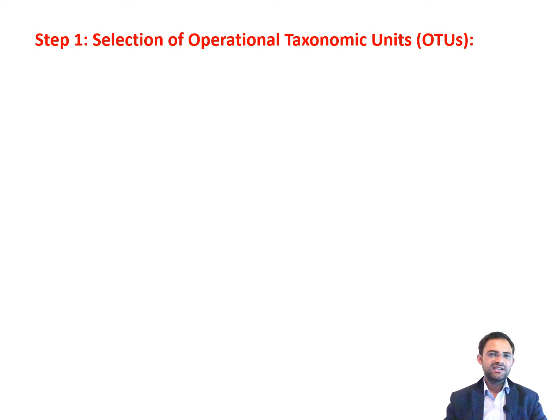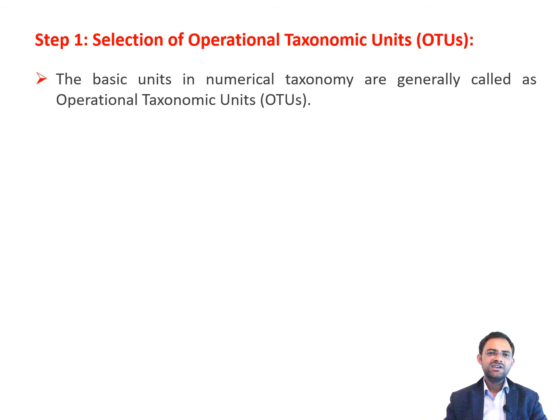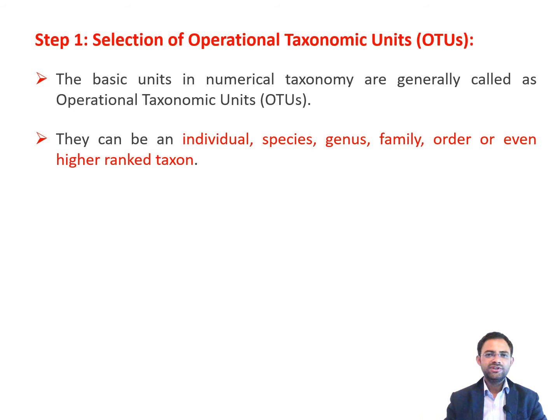The first task in numerical taxonomy is to select the operational taxonomic units. The basic units in numerical taxonomy are generally called the operational taxonomic units. They are generally abbreviated as OTUs. They can be an individual, species, genus, family, order, or even higher rank taxon. Comparison of OTUs of equal rank is always made in numerical taxonomy.